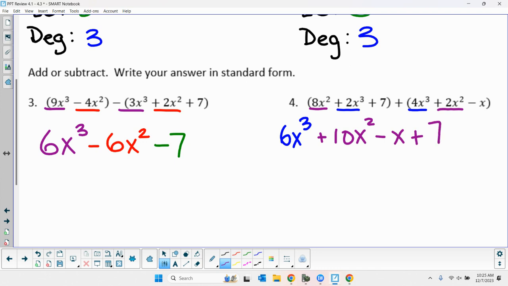Okay, those aren't like terms. They don't have any like terms, so just put them in the right spots so you have it in standard form.